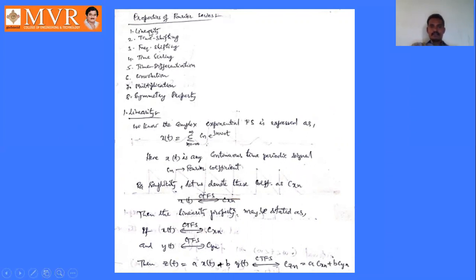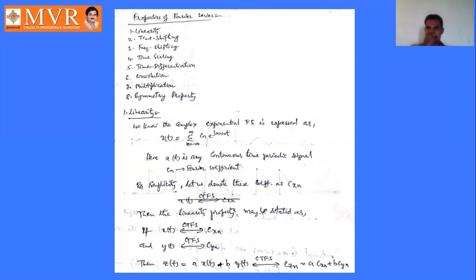First one is linearity property. Next one is time shifting. Next, frequency shifting, time scaling, time differentiation, convolution, multiplication, and symmetry property. We have 8 properties. Those are linearity property, time shifting property, frequency shifting property, time scaling property, time differentiation property, convolution property, multiplication property, and symmetry property.